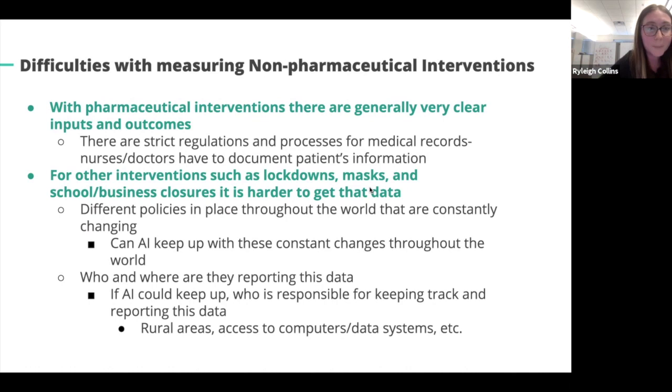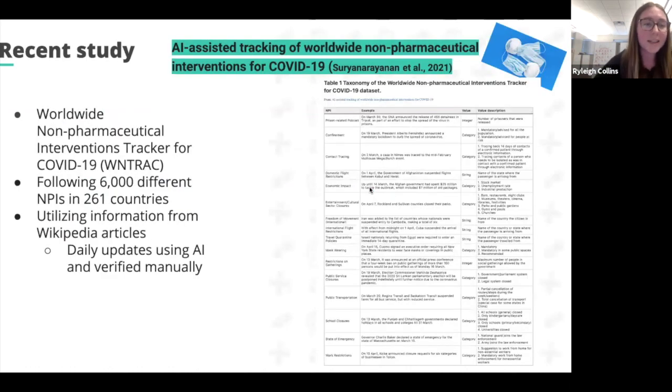Next slide. A recent study, published about 2 weeks ago, tracked 6,000 different non-pharmaceutical interventions in 261 countries, and they organized these 6,000 interventions into 16 different categories, which are shown in this table. And basically, they used Wikipedia articles.